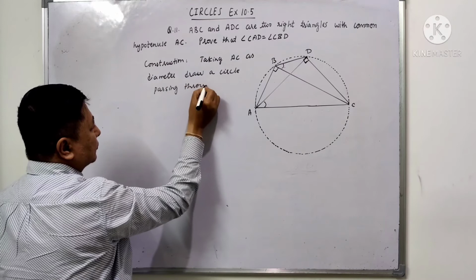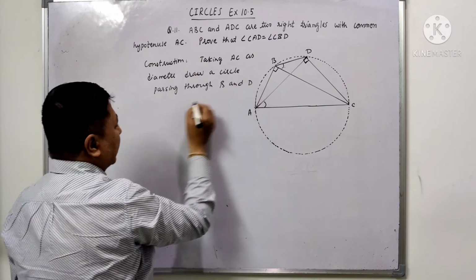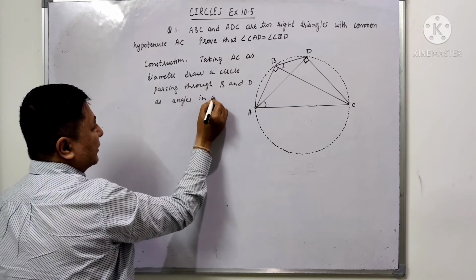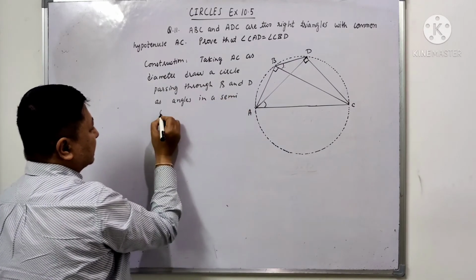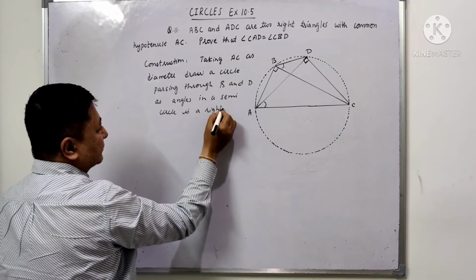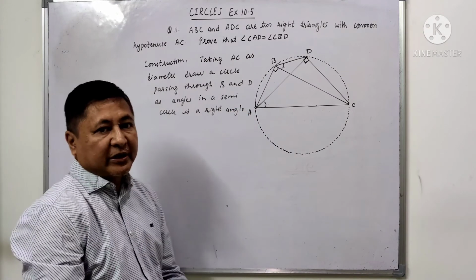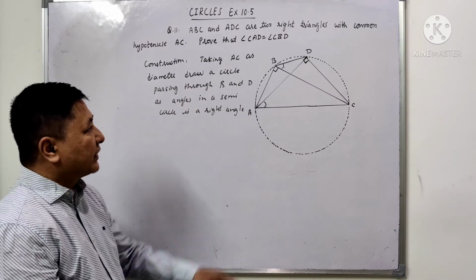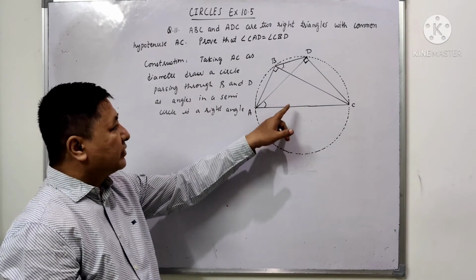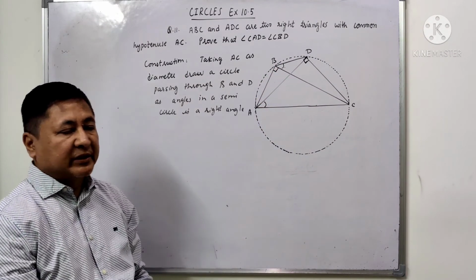Passing through B and D, as the angle in a semicircle is a right angle. Now in this, it is given in the question that these two triangles are right angled at B and D. So since we have taken AC as diameter, this circle will pass through B and D, as the angle in a semicircle is a right angle.